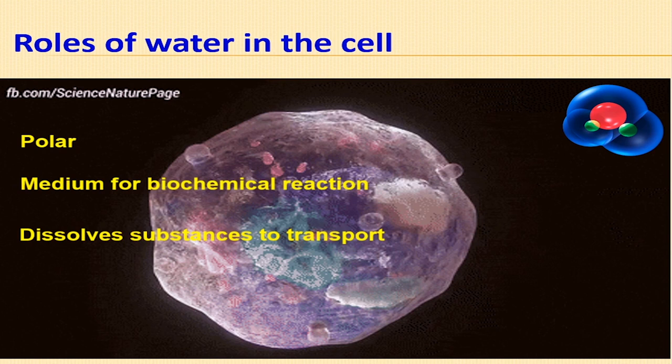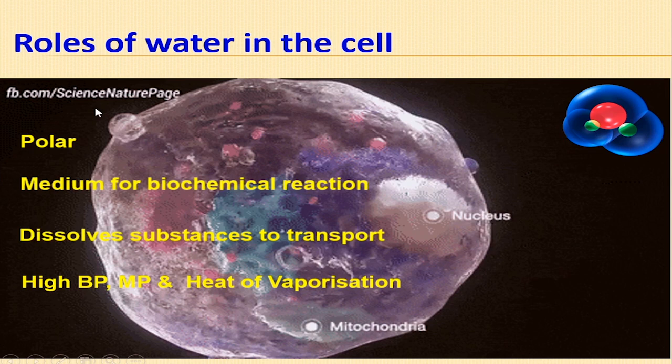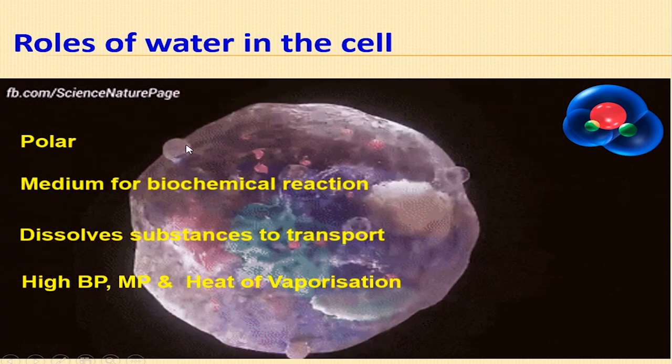And then the water has some important physical properties, that is very high boiling point, melting point, and heat of vaporization. So these are some of the important key properties of water. That's why water is present at about 90%, and these are very important properties in the cell or in the human being.